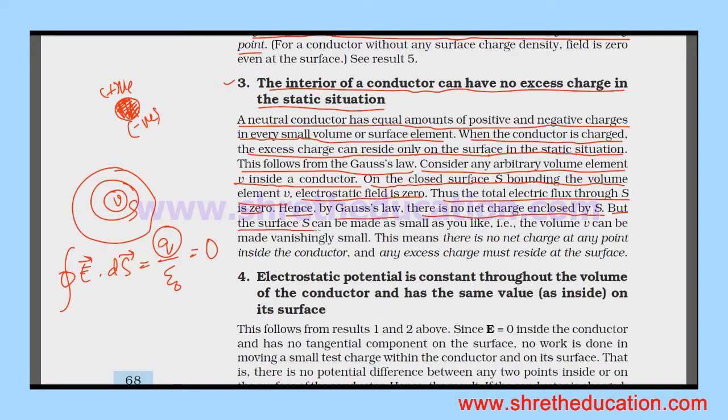But the surface S can be made as small as you like. The volume V can be made vanishingly small. This means that there is no net charge at any point inside a conductor. In the static condition, any excess charge must reside at the surface.